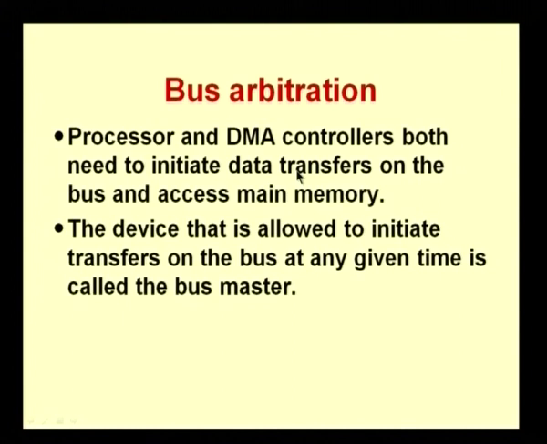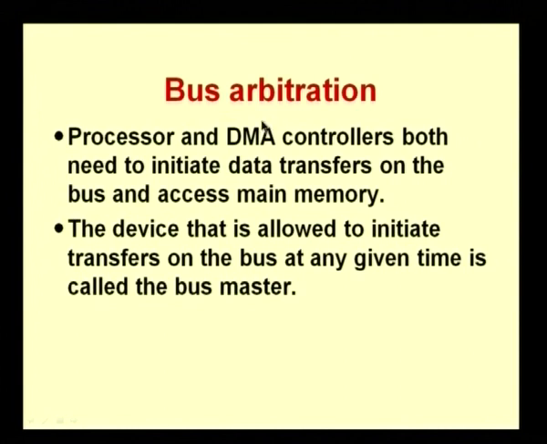Okay. So, here now we are talking about the processor and the DMA controllers both wanting to initiate data transfers on the bus and access main memory. So, now who is going to be given the bus? That has to be determined by a mechanism called bus arbitration.